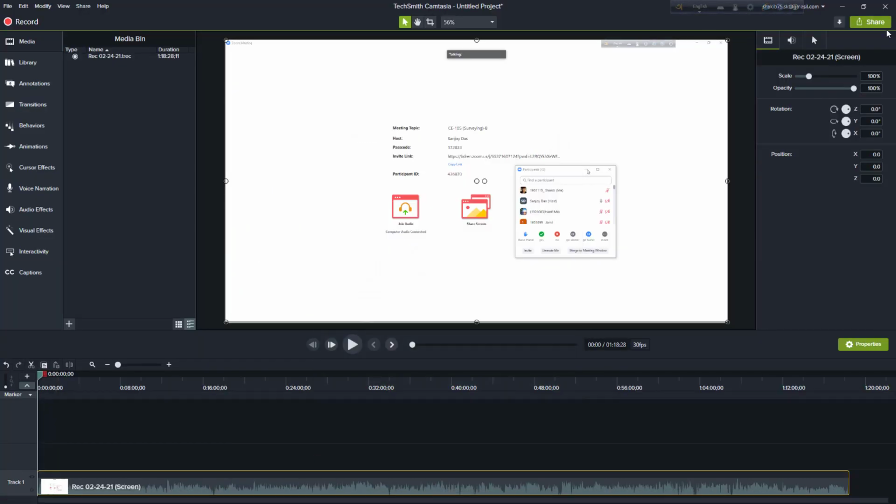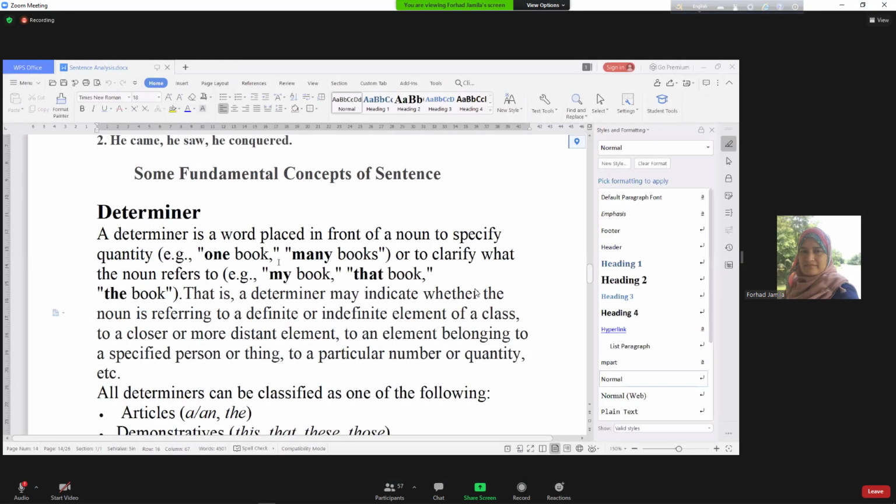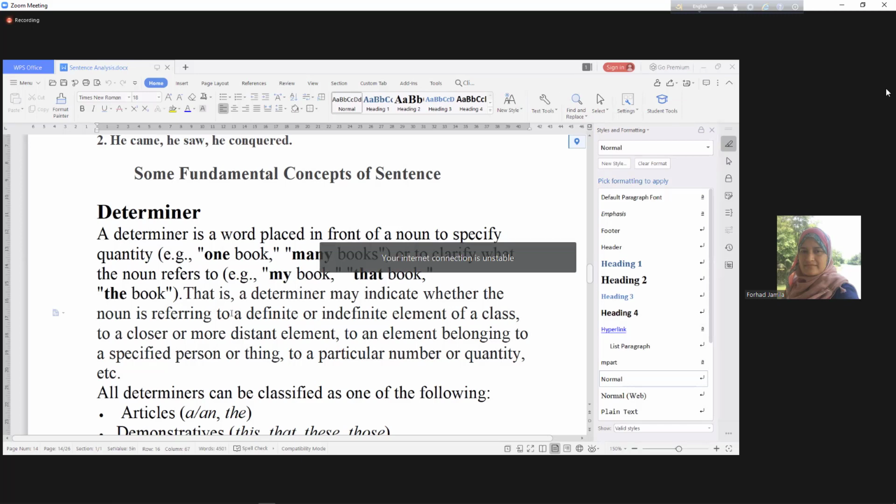In case of uncountable nouns, actually we use quantity for those things that we cannot count. But we can number books: I have two books, three books, many books. Many books, still I can count. All determiners can be classified as one of the following.